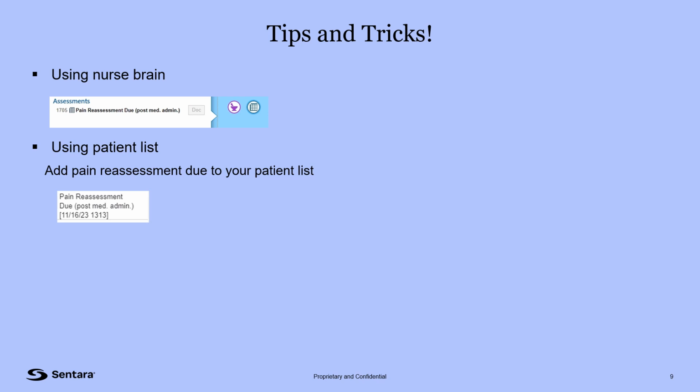You can also add to patient list that pain reassessment due. So you would go to your patient list, click on the heading of the patient list, go to properties, and you can add something called pain reassessment due, and it will show you when your pain reassessments are due and if you have any overdues.